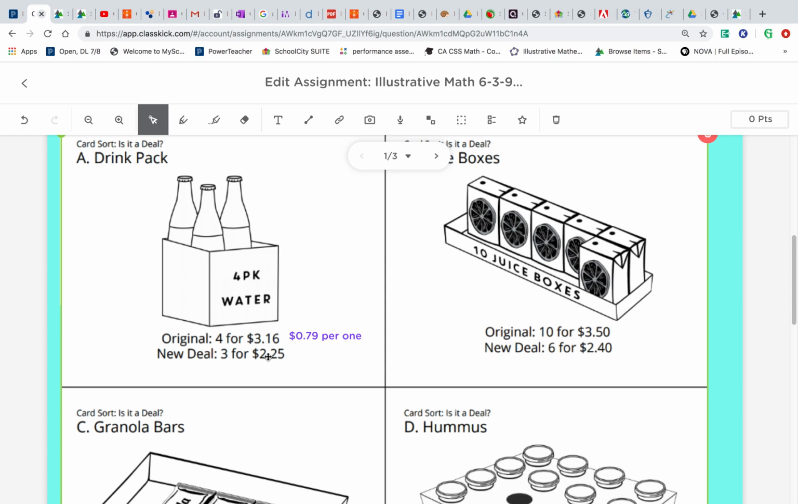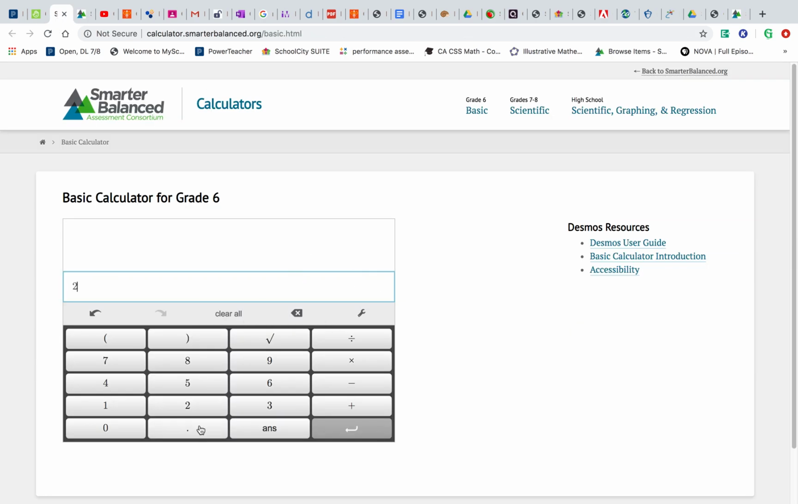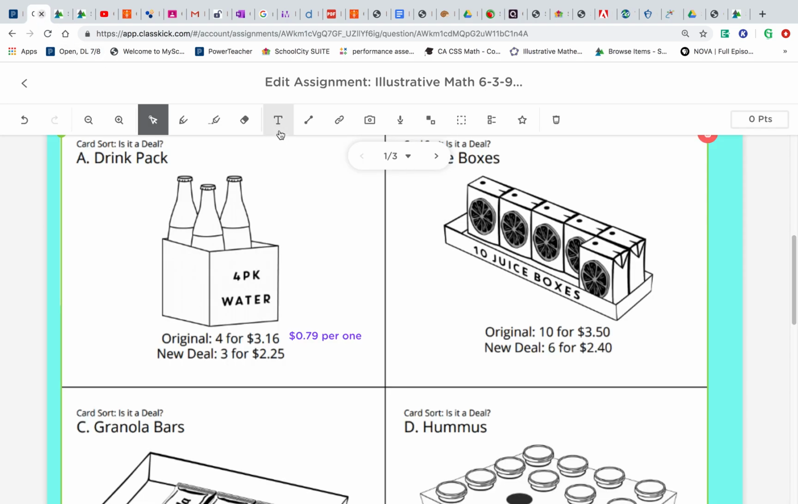All right, so for the new deal, it was 3 for $2.25. So we need to take $2.25 and divide that by 3. Okay, remember it changed. It wasn't 4. It was 4 before for the other deal, but it's 3 for this one. So in this case, it's 75 cents for 1. So this is going to be 0.75. And which one is a better deal? Would you rather pay 79 cents for one bottle or 75 cents for one? I'd rather pay 75 cents for one. So we're going to say that's a good deal.